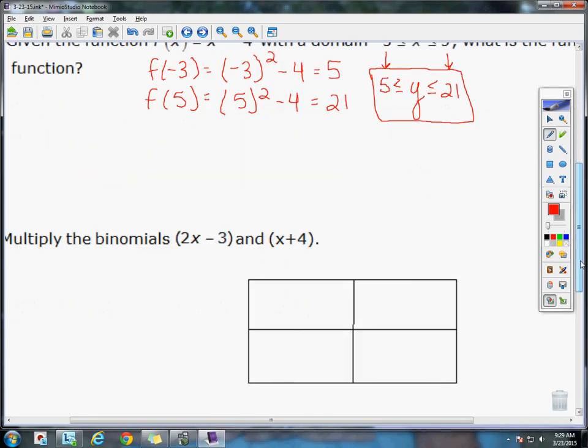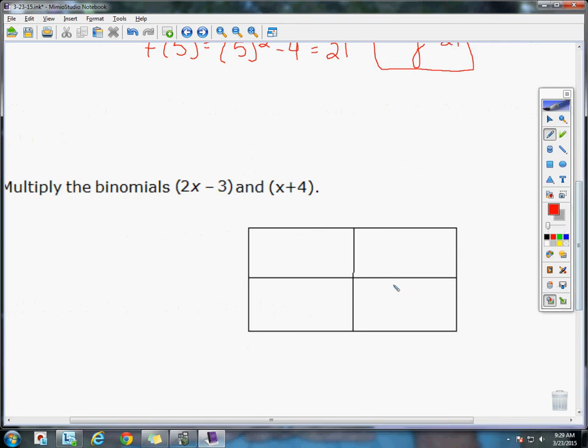Number 7 says multiply the binomials. You have 2x minus 3 and x plus 4. So we're going to plug it in: 2x minus 3, x plus 4. So we're going to multiply that out.